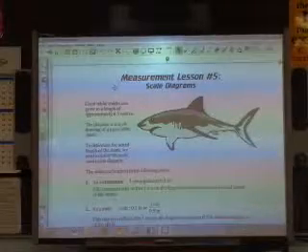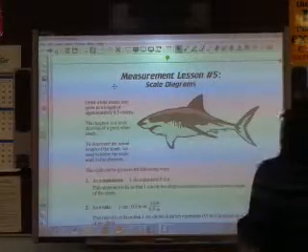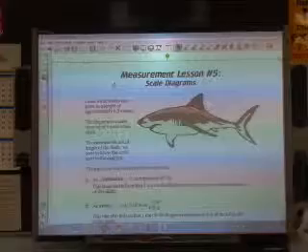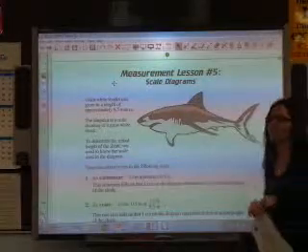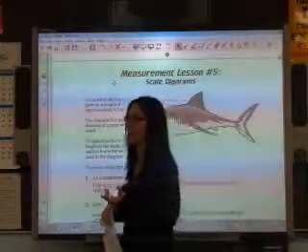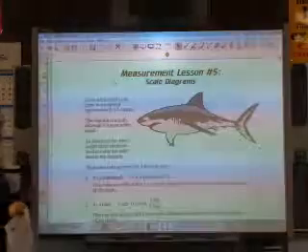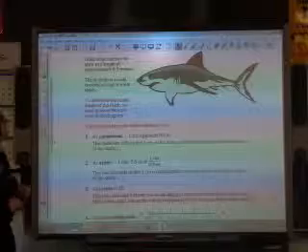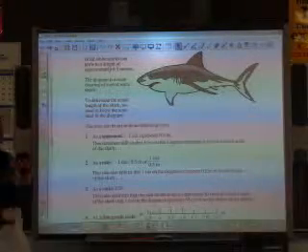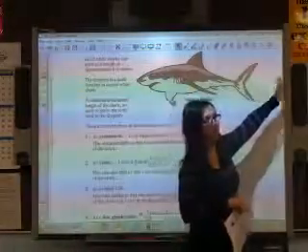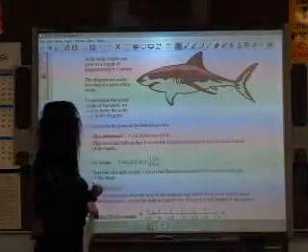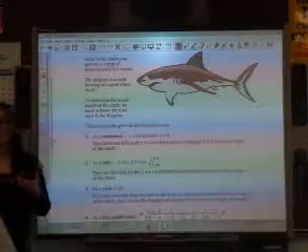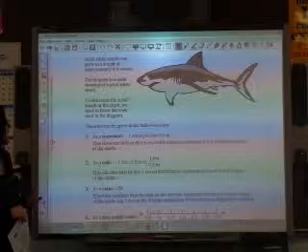Okay, scale diagrams. Great white sharks can grow to a length of approximately 16.5 meters, so that's roughly about 20 feet. The diagram is a scale drawing of a great white shark. To determine the actual length of the shark from the scale diagram, we would need to know what scale was used in the diagram.